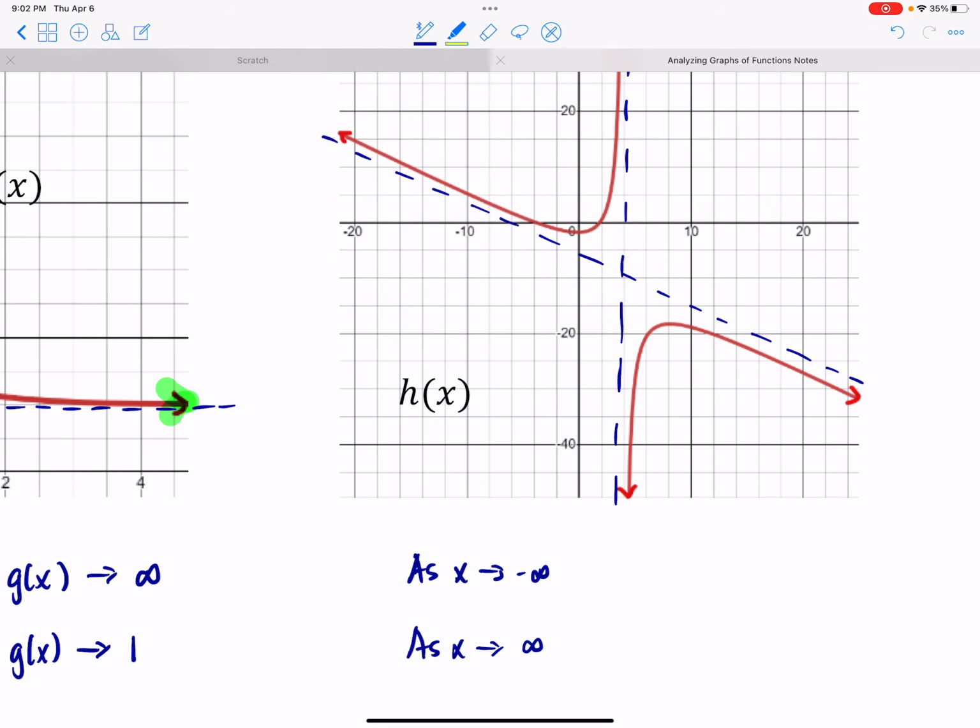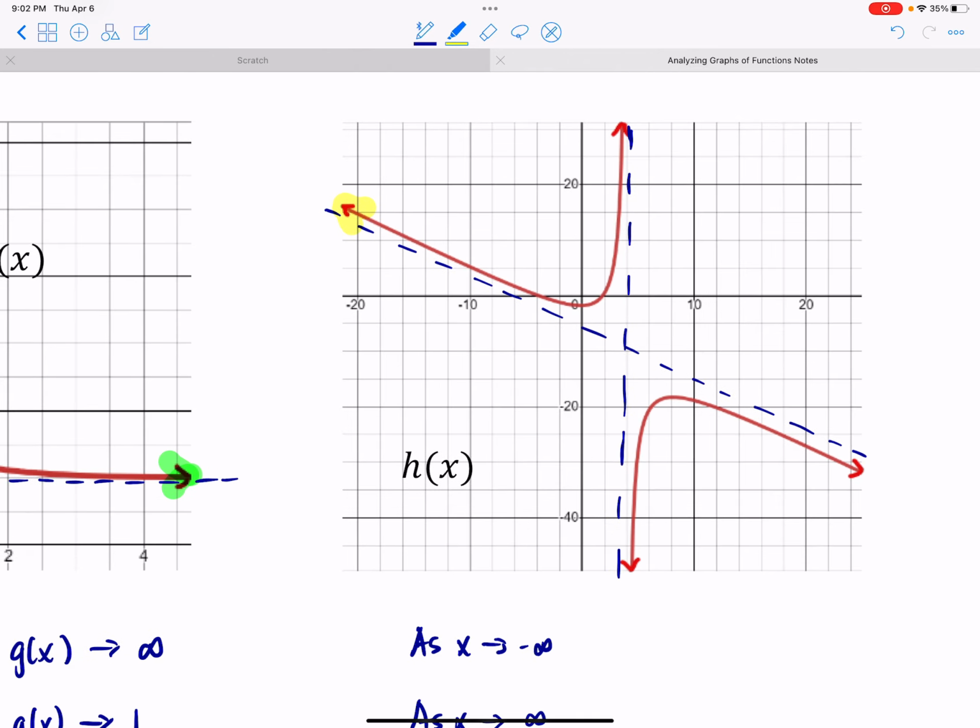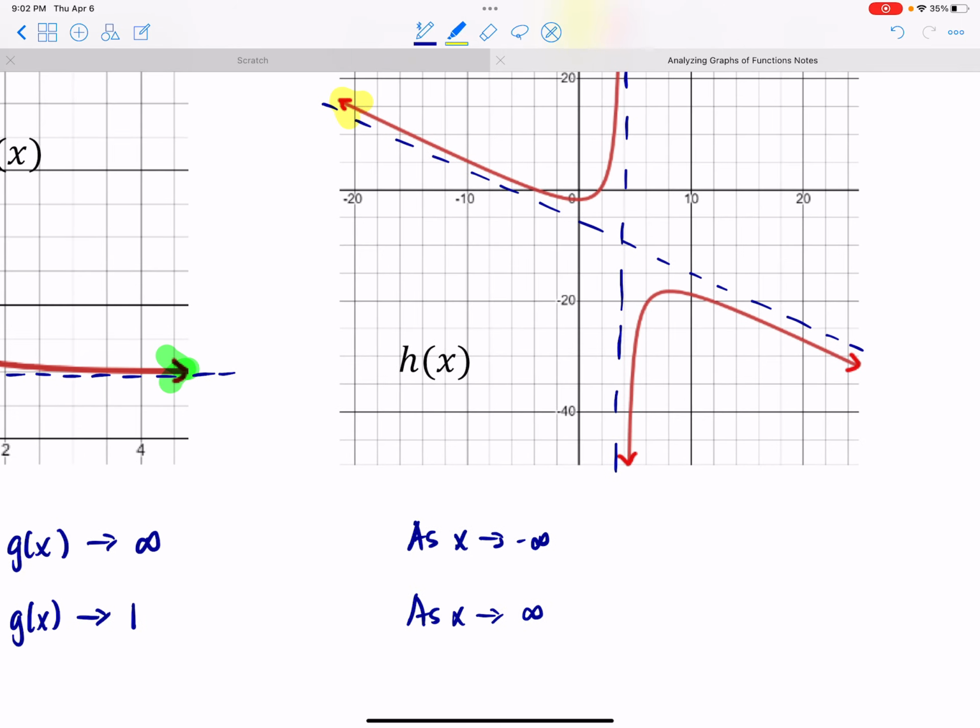On this left end of the graph, what's happening? Well, at the same time we're going left, the graph is headed up. You can see how that graph is going to be headed up. So if we're headed up at the same time that we're going left, that means those y values continue to increase upward toward positive infinity. So we would say as x goes to negative infinity, h of x goes up toward positive infinity. So the x's are decreasing while the y's are increasing.